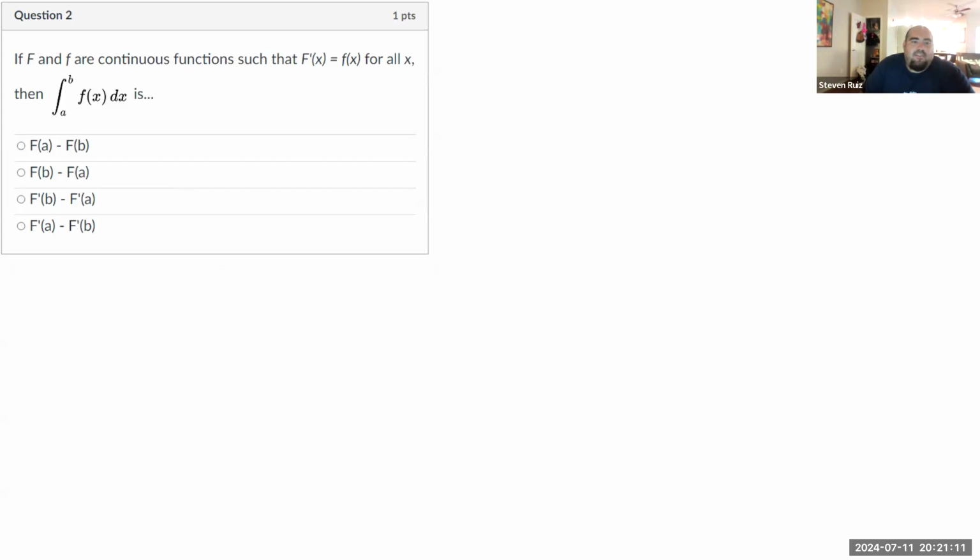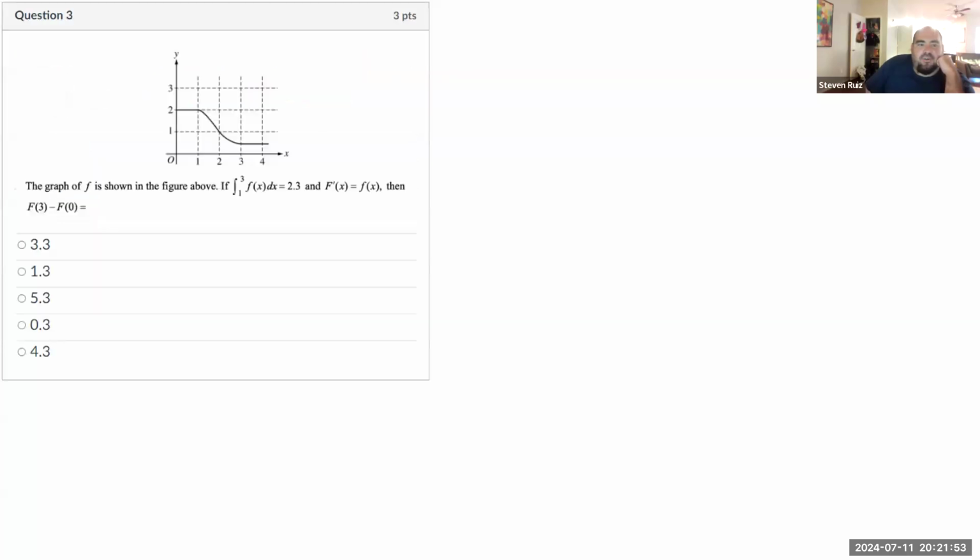If capital F and lowercase f are continuous functions such that the derivative of capital F is lowercase f, then what is this integral defined as? So this is essentially asking, if you know that f, lowercase f, is a function whose integral exists on some interval, then the value of that integral is an antiderivative of the function, which in this case is capital F, evaluated at both endpoints, and we find the difference. So F of b minus F of a. Second option is correct. All right, question 3.